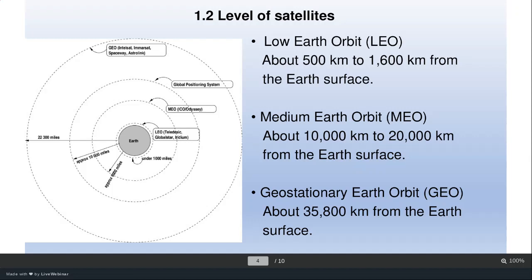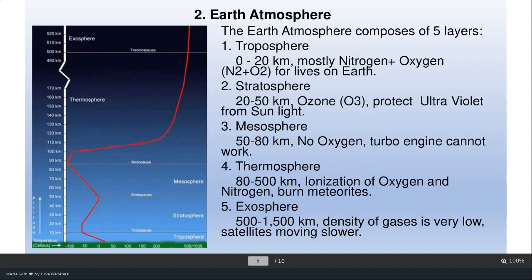Next slide is 1.2, the levels of satellites. Satellites are classified into three levels. The first is low Earth orbit, about 500 kilometers to 1,600 kilometers from the Earth's surface. The second is medium Earth orbit, or MEO, about 10,000 kilometers to 70,000 kilometers from the Earth's surface. And the third is geostationary Earth orbit, or GEO, about 35,800 kilometers from the Earth's surface. This is the level of satellite orbits around the Earth.